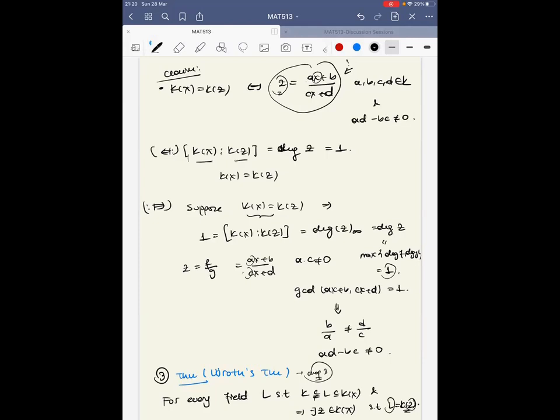So in the next video, by following more or less the same structure, we try to go over the elliptic function fields.